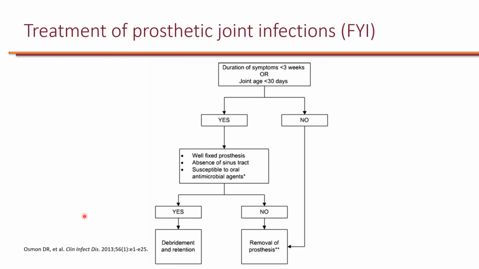And typically, the decision of whether the hardware should be removed or not has to do with the duration of symptoms. So typically, if the symptoms are greater than 3 weeks, or if the hardware is older than 30 days, then it's removed and replaced with a new one. Otherwise, if the symptoms have been less than 3 weeks or if the hardware is pretty young, less than 30 days, debridement and retention will likely be enough.